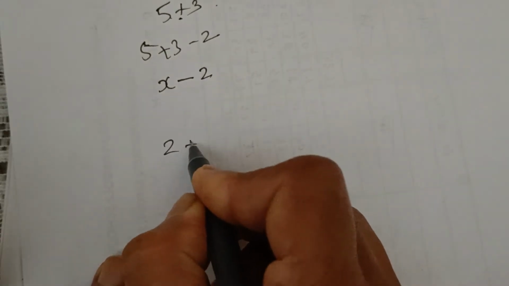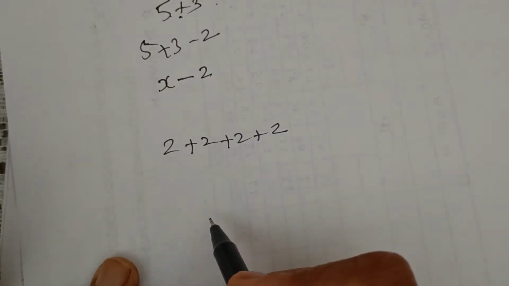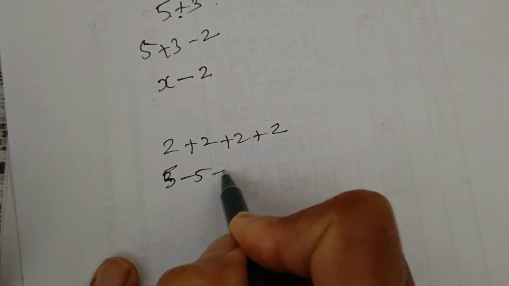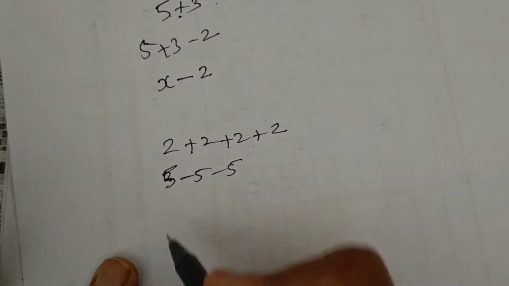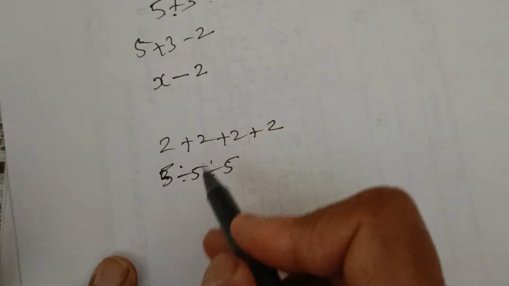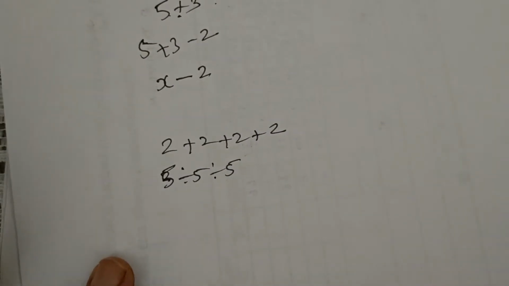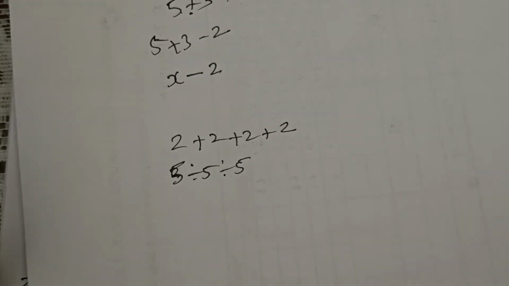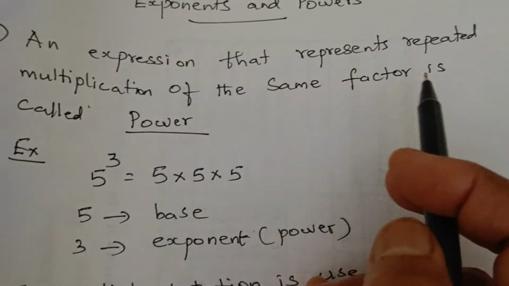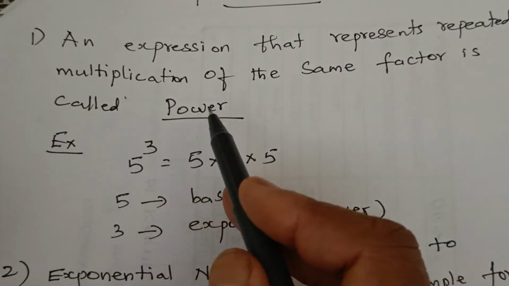You repeatedly add 2 plus 2 plus 2 plus 2. Can we write it as 2 power 4? We cannot write it so. Or 5 minus 5 minus 5, we cannot write in exponential form. Or 5 divided by, or minus. These operations cannot be written in exponential form. Which is the only operation involved in exponential form? It is multiplication. So the repeated multiplication of the same factor is called power.